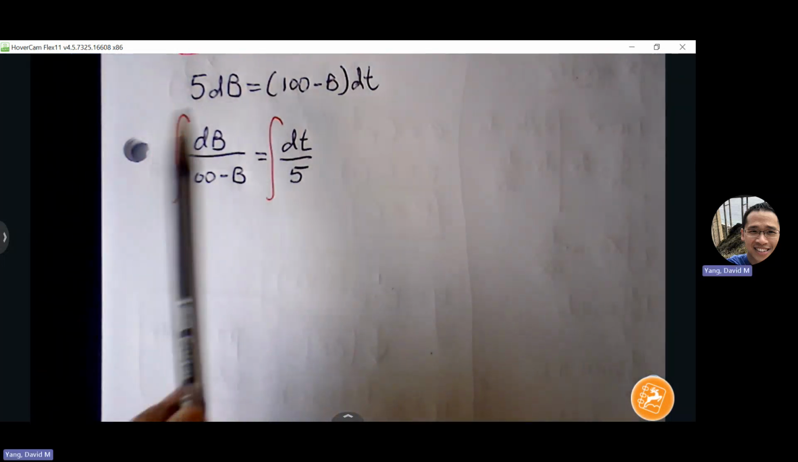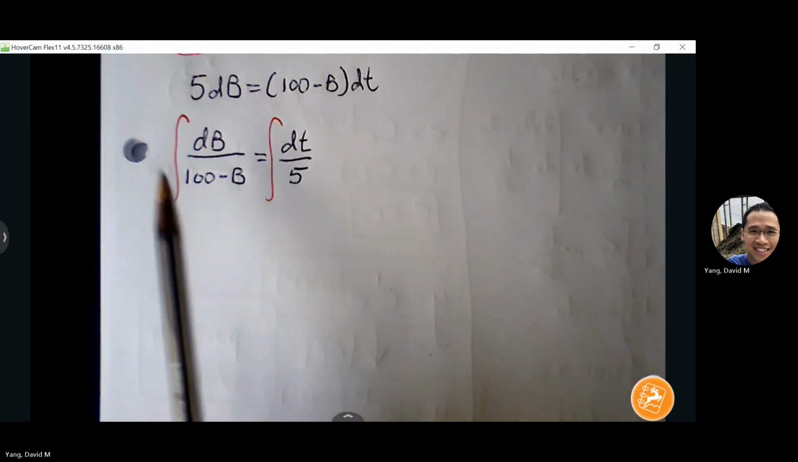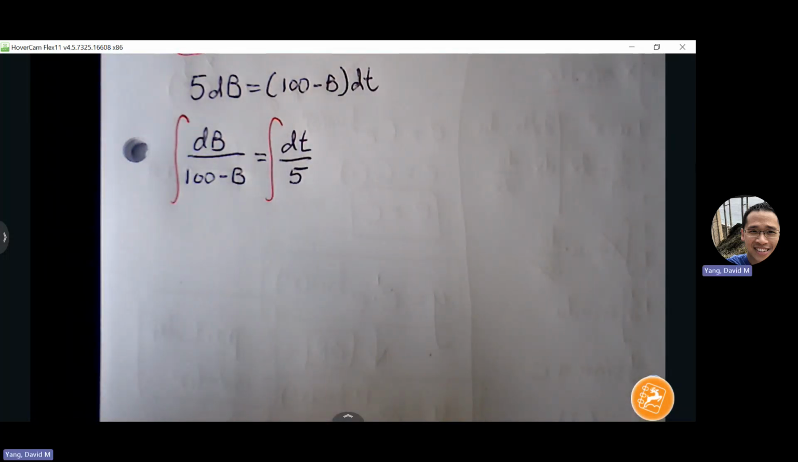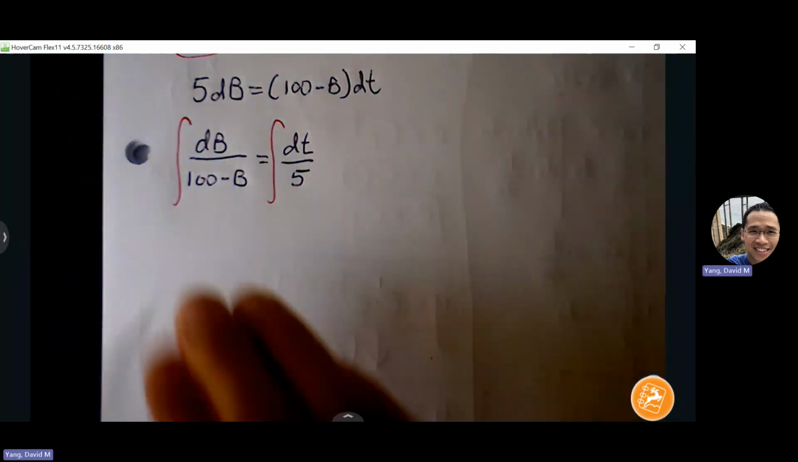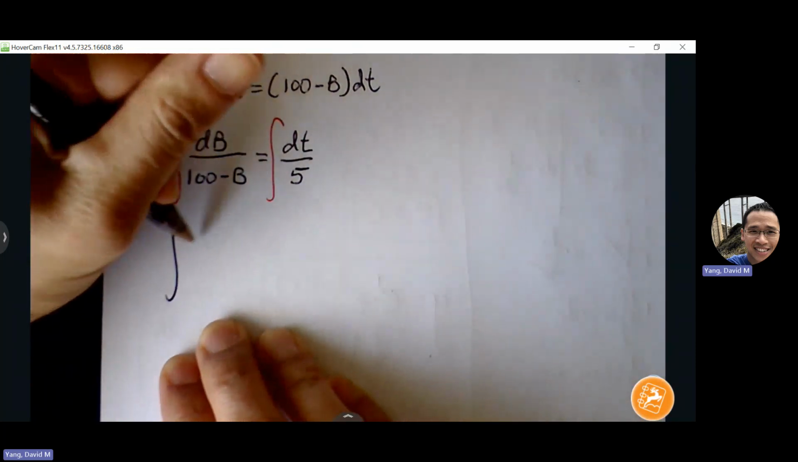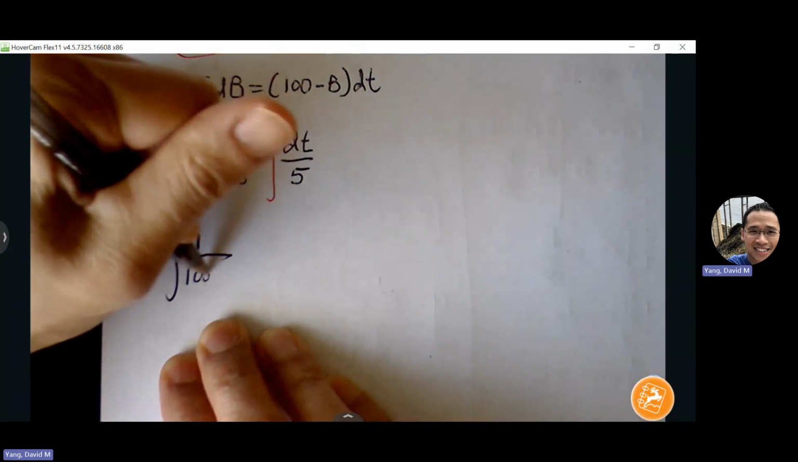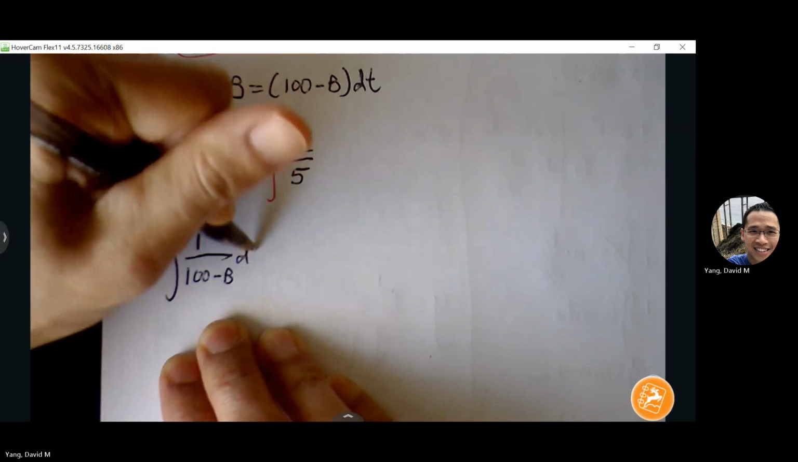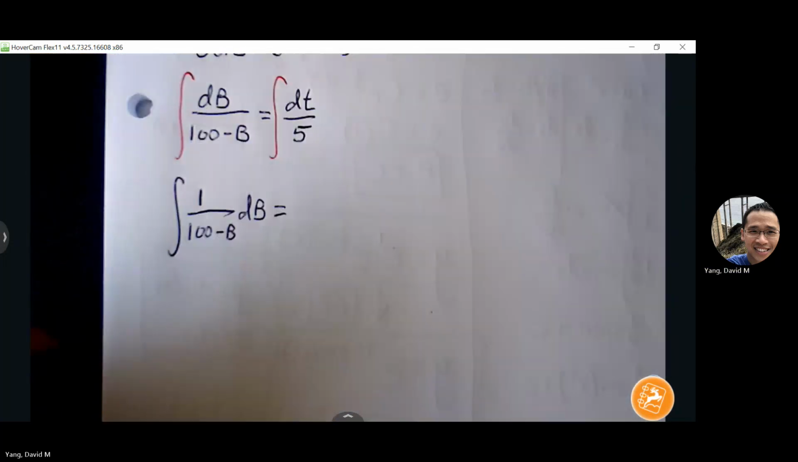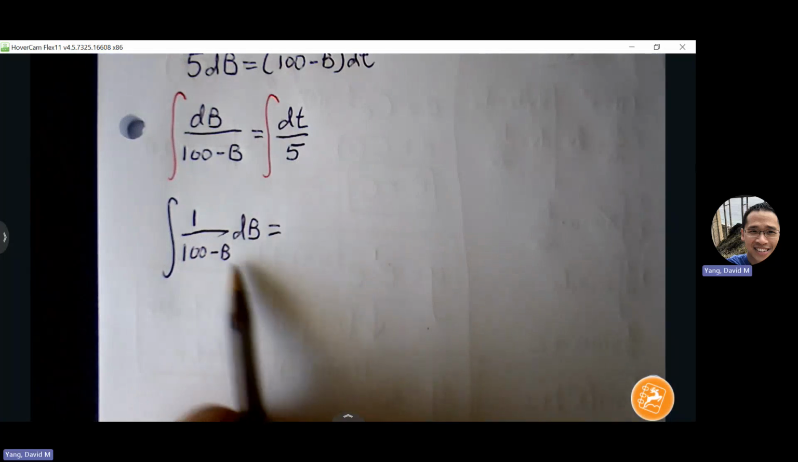What do you think we have to do on the left side here? U substitution. Okay, what's our u value? 100 minus b, the entire denominator. Maybe I can rewrite it in a form that feels more familiar if I write it this way. And then, okay, so I'm going to do that on the left side.